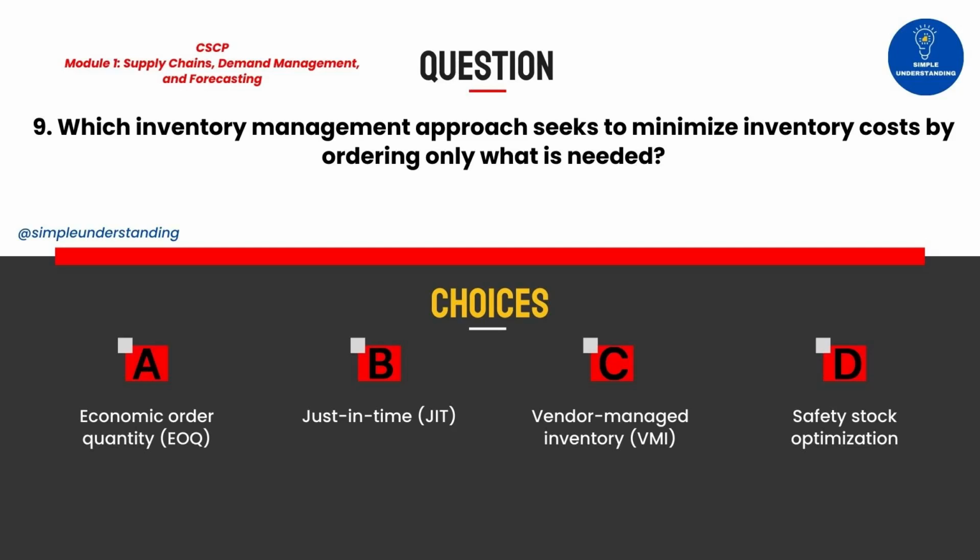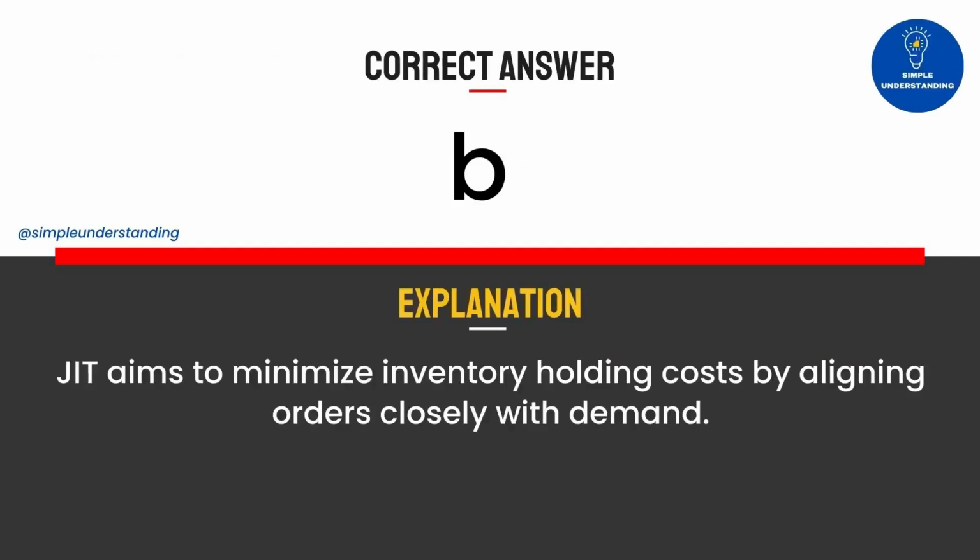9. Which inventory management approach seeks to minimize inventory costs by ordering only what is needed? A. Economic order quantity, EOQ. B. Just-in-time, JIT. C. Vendor-managed inventory, VMI. D. Safety stock optimization. Correct answer B. Explanation. JIT aims to minimize inventory holding costs by aligning orders closely with demand.